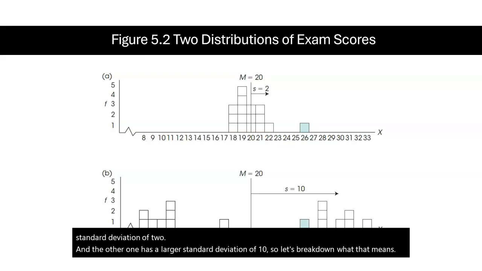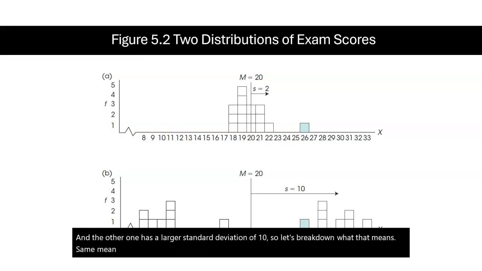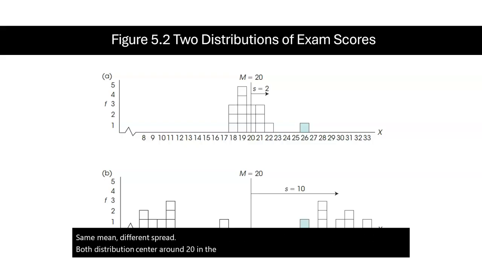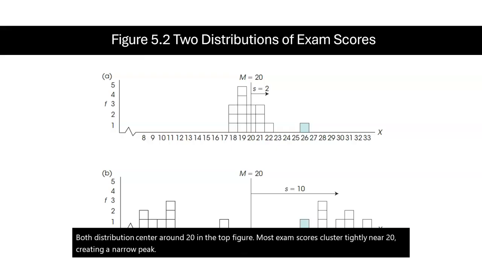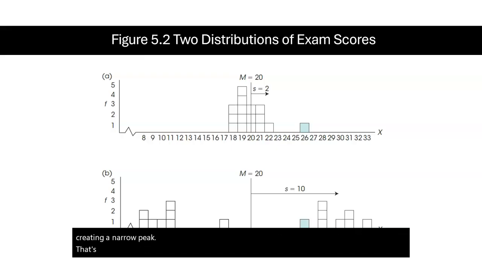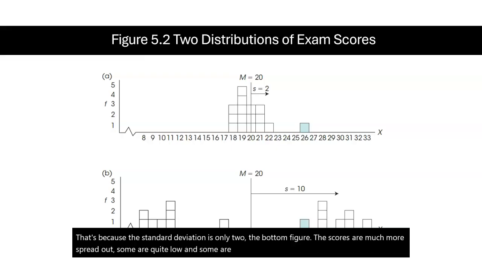Same mean, different spread. Both distributions center around 20. In the top figure, most exam scores cluster tightly near 20, creating a narrow peak. That's because the standard deviation is only 2. In the bottom figure, the scores are much more spread out. Some are quite low and some are fairly high, and fewer are in the middle. That's indicated by a larger standard deviation of 10.